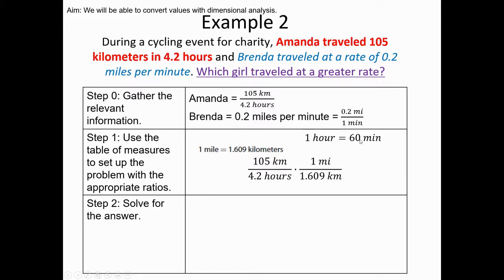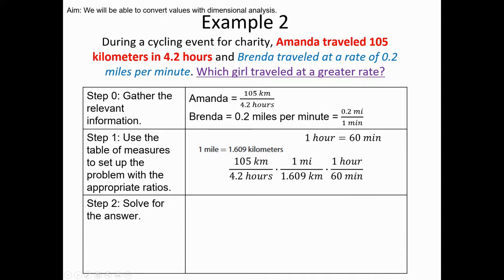How can we turn our hours into minutes? Well, let's go ahead and put our 60 minutes on the top for 1 hour. Take a look at this setup. There's something wrong. Go ahead, pause the video if you want to think about it for a moment. Hopefully you realized that, hey, aren't I trying to turn these hours into minutes? But notice how hours are on the same side. They're both on the bottom. For us to get rid of the hours, there needs to be one on the bottom and one on the top. Because we already have 4.2 hours on the bottom, let's take this 1 hour and flip this around. So now it's 1 hour over 60 minutes.